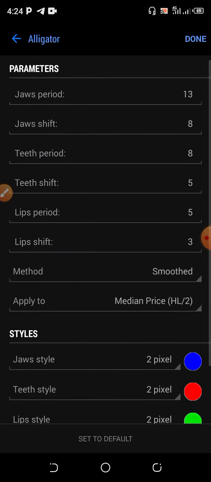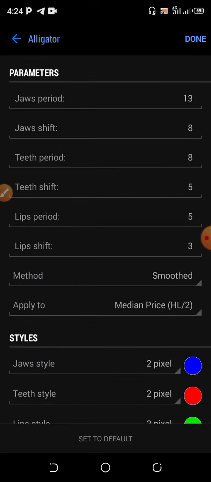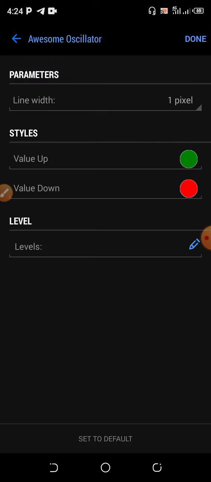All right, and this is the Awesome Oscillator. Very simple. So follow it like that and you see the magic.